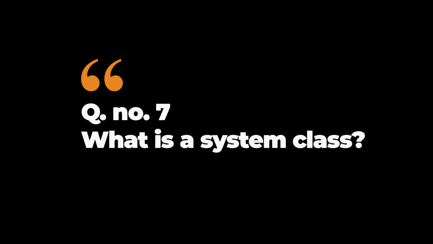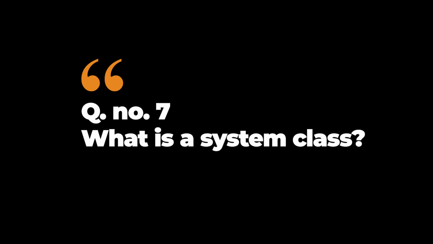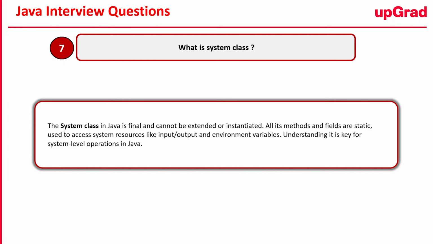Now moving on to the seventh question, which is: what is the System class? The System class is one of the core classes in Java and it's marked as final, which means you cannot extend or inherit from it. Since it doesn't provide any public constructors, you cannot instantiate it either. All of its methods and fields are static and it's mainly used to access system resources like standard input-output, environment variables, and properties. It's a fundamental class, and understanding its role helps when working with system-level operations in Java. So this type of explanation is concise, informative, and directly answers the question, perfect for an interview setting. Alright, so this was about the System class.